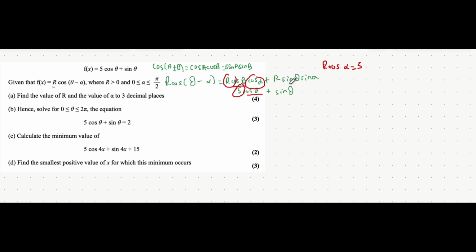Looking and doing the same thing at sine theta, we can say that the coefficient of sine theta is just 1, and that's equal to R sine alpha. So let's write that out. R sine alpha is equal to 1. From here, we can get two things, the value of R and the value of alpha.